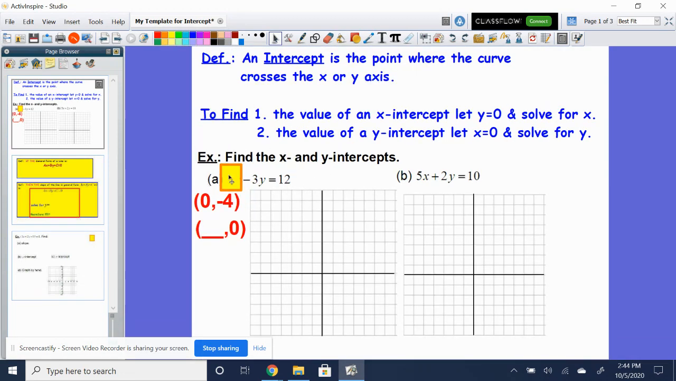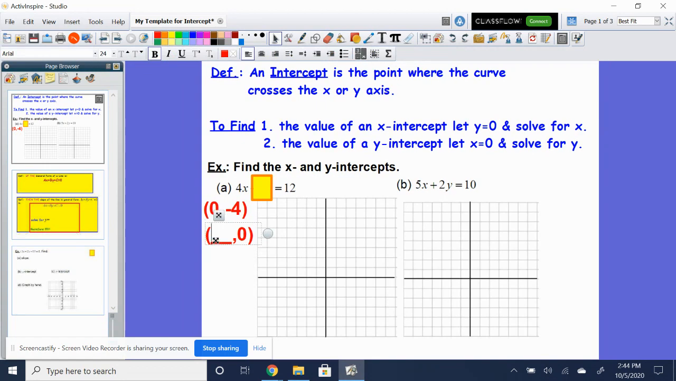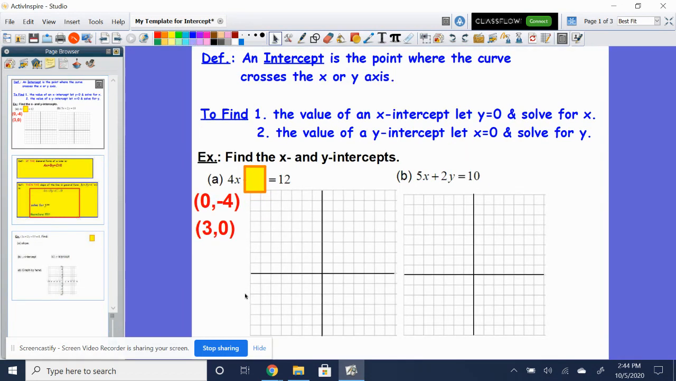Now, if I want my x-intercept, the x-intercept is the value of x when y is 0. So I cover up the y term, right? Because -3 times 0 is 0, so that whole term goes away. Now we have 4x equals 12. Well, 4 times what is 12? Oh, 4 times 3 is 12. So we'll put a 3 in there, and that's my x-intercept.